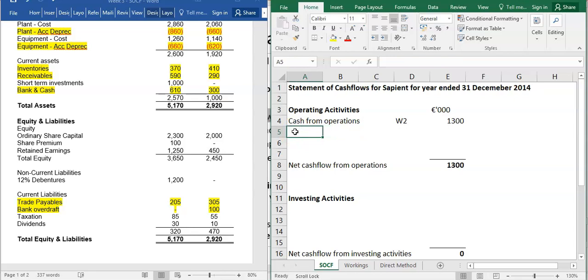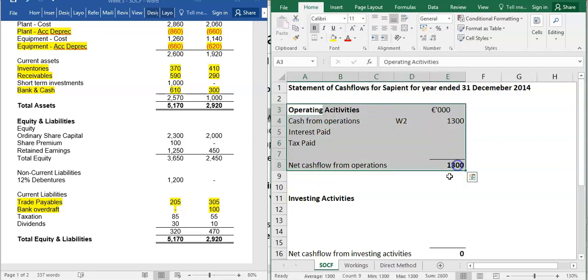So that's your starting point, to set up the template and do your cash from operating activities. What you now need to do then is interest paid and tax paid. So they're the next two adjustments you'll always do to finish off the operation side, the operating activities completely.